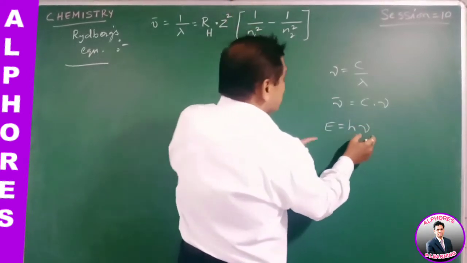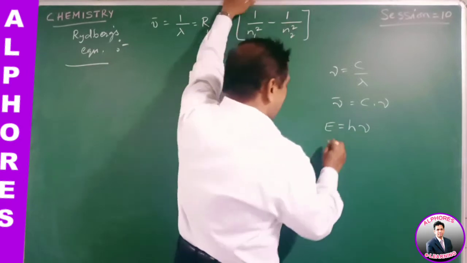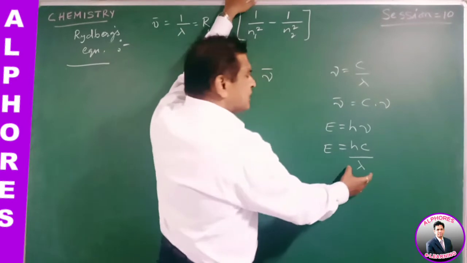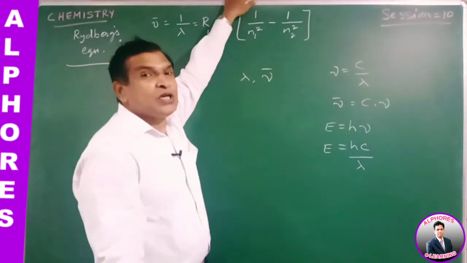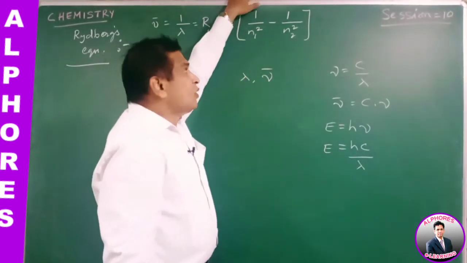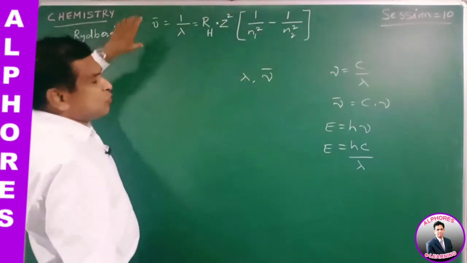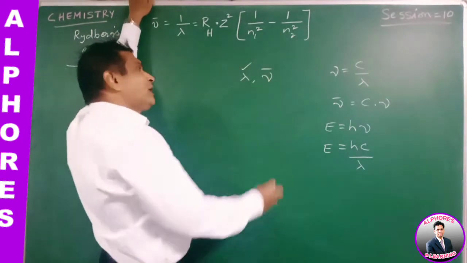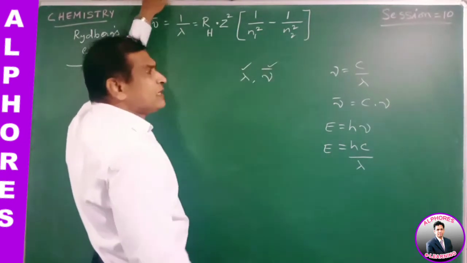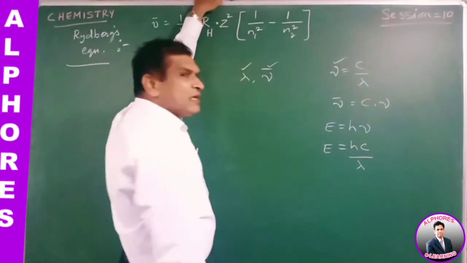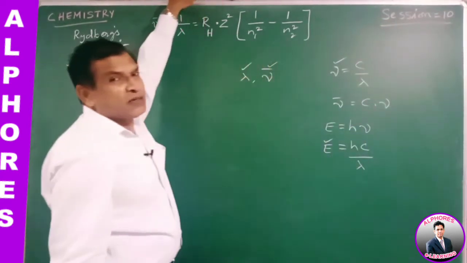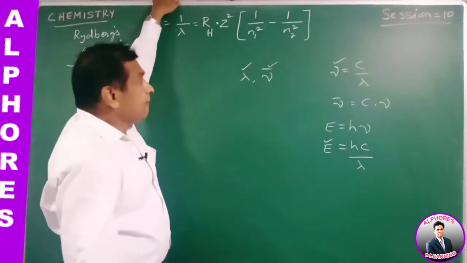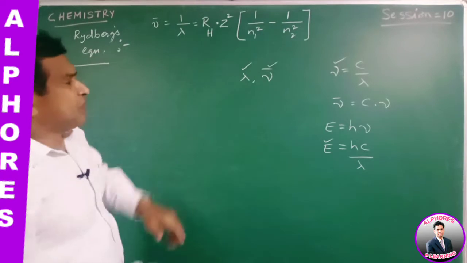So using frequency, we can calculate energy. E is equal to hc by lambda. So using the wavelength lambda, we can calculate the energy of that spectral line also. So from this Rydberg's equation we can calculate wavelength, wave number, frequency and energy of the spectral lines belonging to a particular series. That is Rydberg's equation.